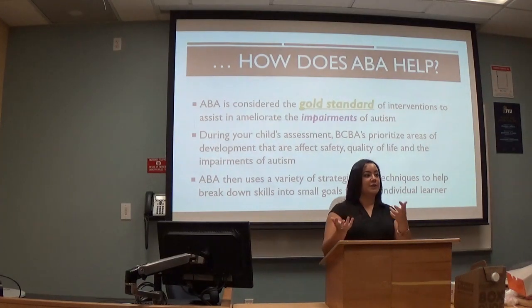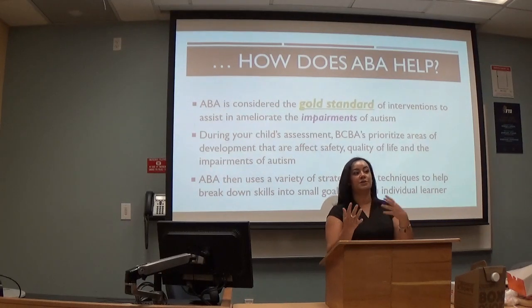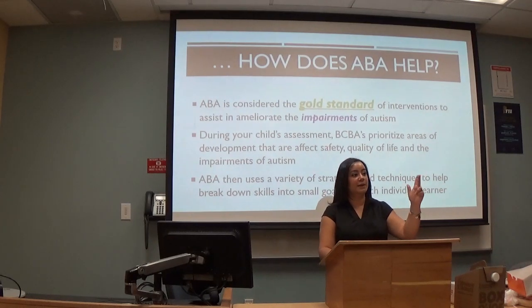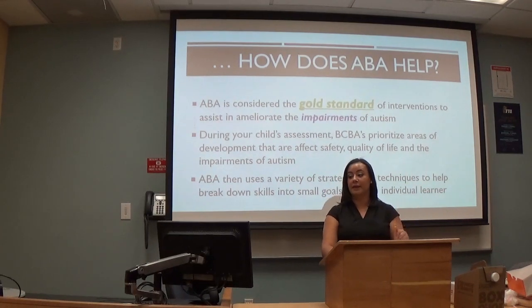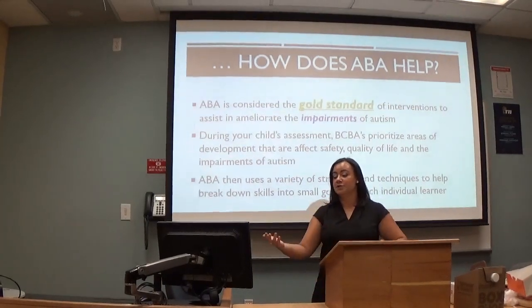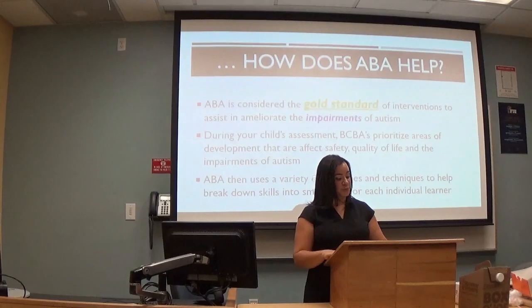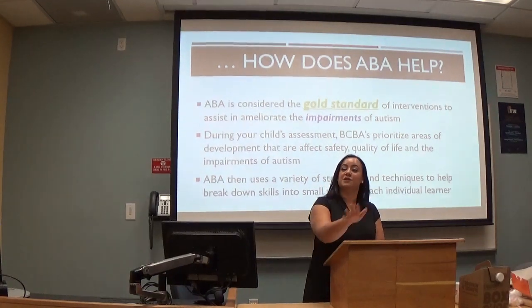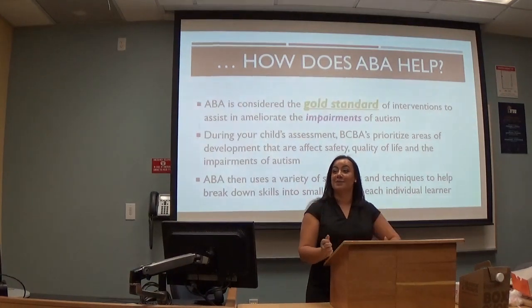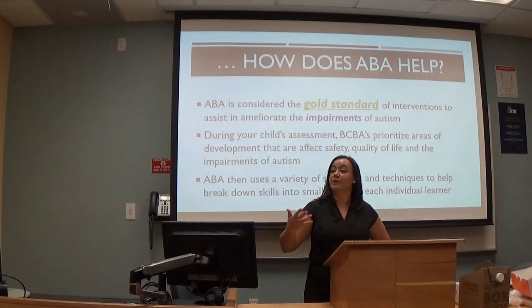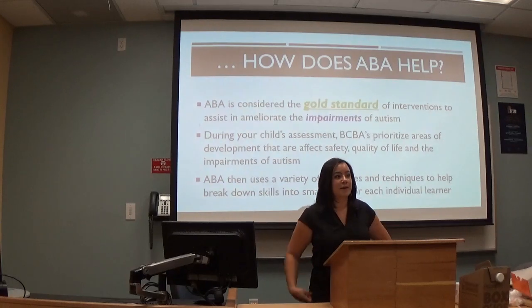During the assessment, you can really contribute with your analyst in terms of how to prioritize those goals. So remember, work on safety, quality of life, then ameliorating the impairments of autism, in that order. And then we use lots of strategies to break down those skills. You see a skill as big as, for example, toilet training. You need skills before you toilet train. What are the skills? You've got to pull your pants up and down. Now there are learners who have different deficiencies that we work on with their OTs and PTs on how to help do that.